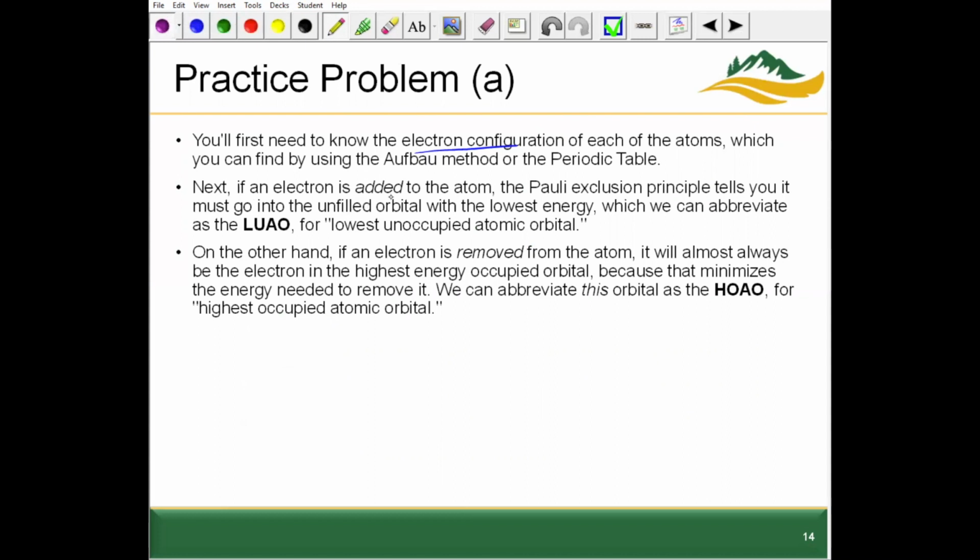Then, if an electron is added to the atom, the Pauli exclusion principle will tell us that it must go into the unfilled orbital with the lowest energy first. We can abbreviate this as LUAO, or lowest unoccupied atomic orbital. That's where we would add an electron to the atom. If we are removing an electron from the atom, however, it has to come from the highest energy occupied orbital. We have to have an electron there that's occupying the orbital to remove it.